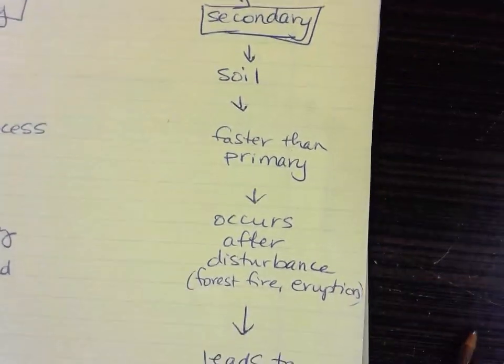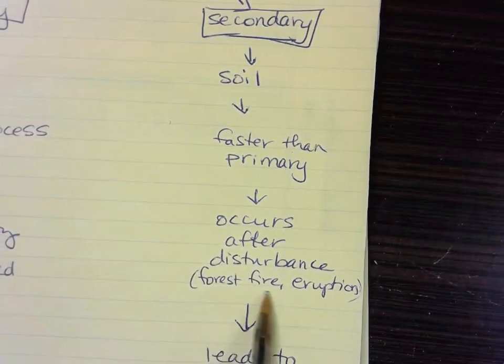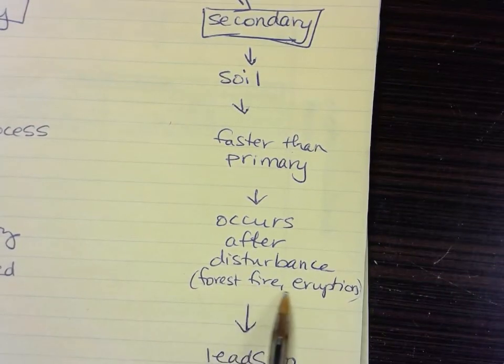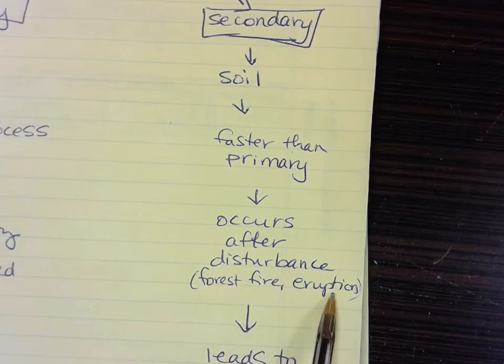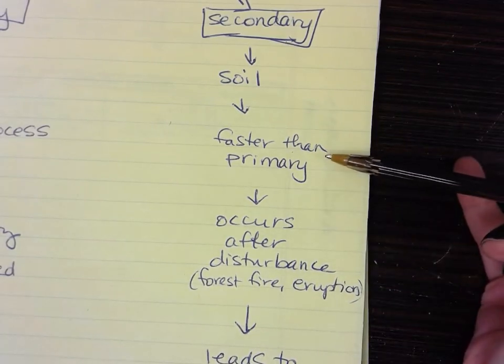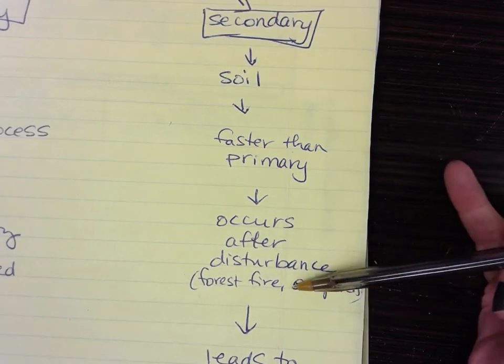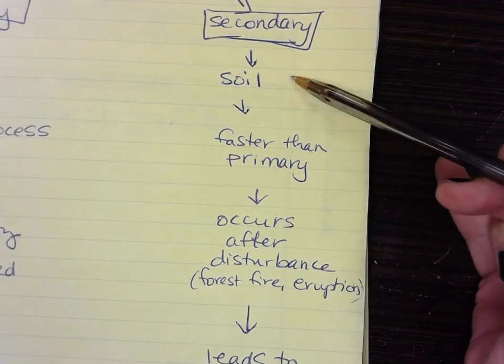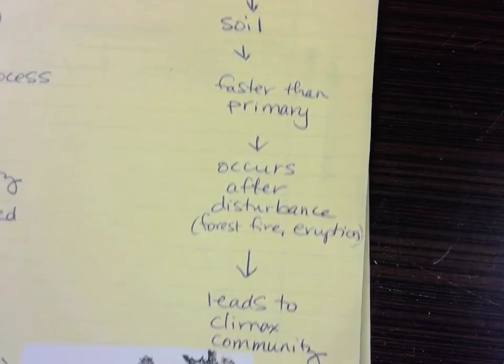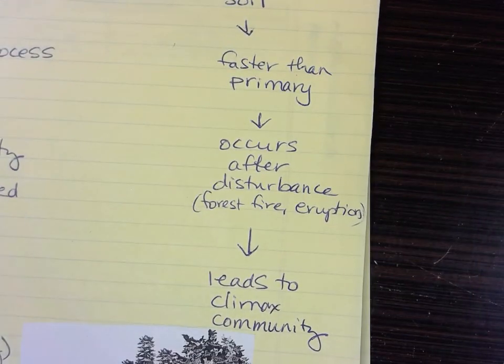Remember that secondary succession typically occurs after a disturbance of some sort, fire or eruption or even clearing of land. And so it's going to be a faster process than primary because the soil is already there. And after the disturbance, typically the soil is very rich in nutrients. So it doesn't take as long for the plants to come back, for them to restore that biodiversity. And once again, we're hoping that the secondary succession leads to a climax community.